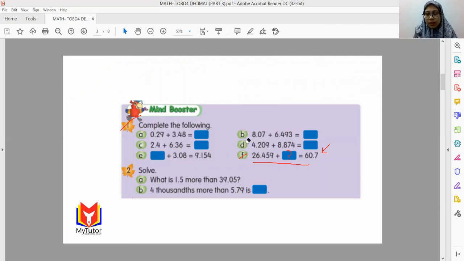Silmi, if you want to try, do answer 1F. That would be great. Try answering this one first. If you do not know, it's okay. We'll discuss together with your friends. But try to do this first.